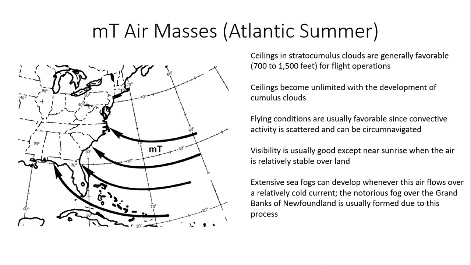Visibility is generally good except near sunrise, when the air is relatively stable over the land. And you get extensive sea fogs that can develop whenever this air flows over a relatively cold current in the far northern Atlantic. So the notorious fog over the Grand Banks of Newfoundland is usually formed due to this process. Anytime you get warm, moist maritime tropical air moving over colder waters in the ocean, you're going to get saturation from below and very thick fogs.